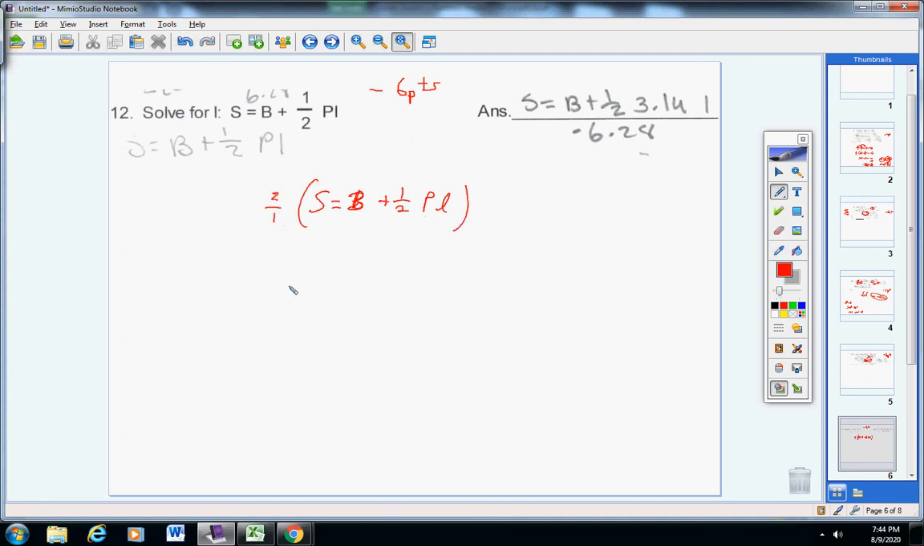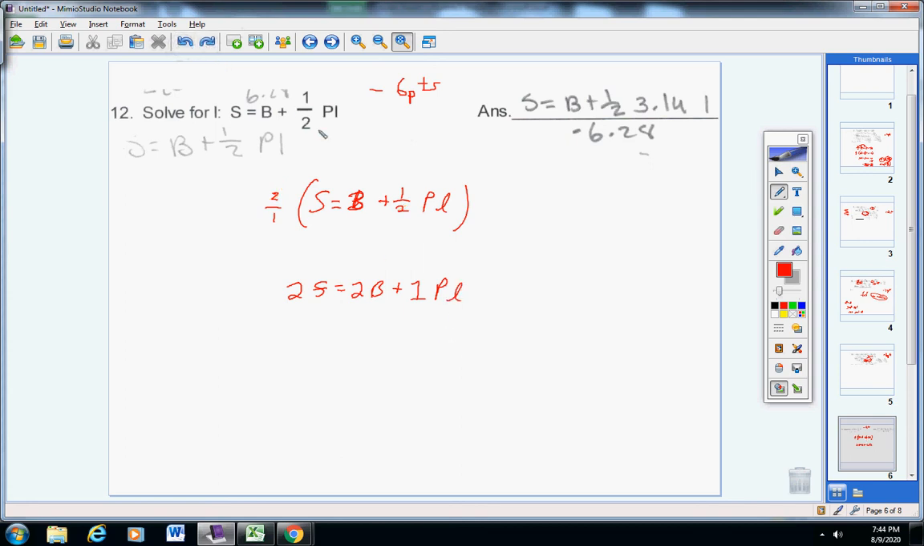2 times s is 2s. 2 times b is 2b. Now watch. 2 times 1/2 is 1pl. Watch. Your 2 cancels with your 2. 1 times 1 is 1. 1 times 1 is 1. And 1 over 1 is 1. Okay? So there we go.